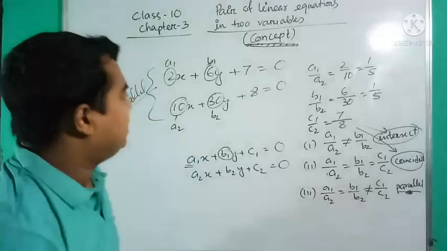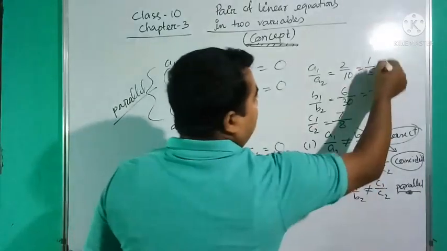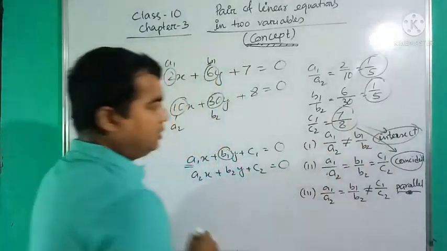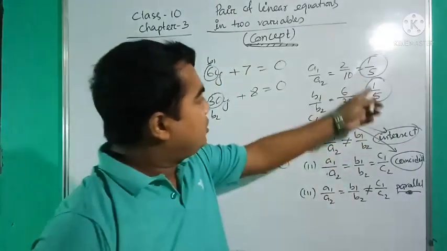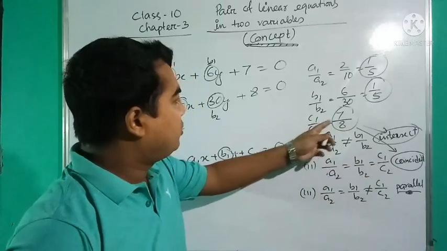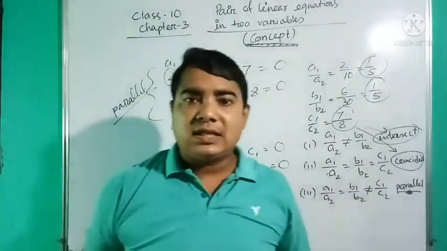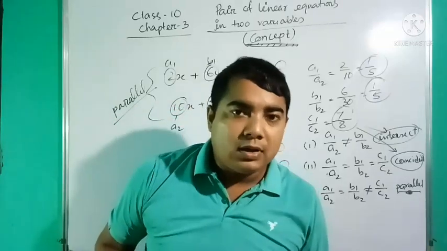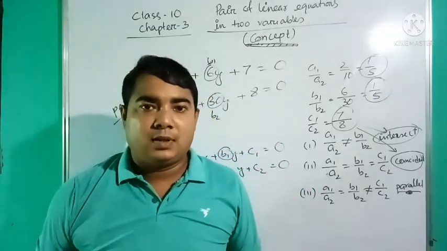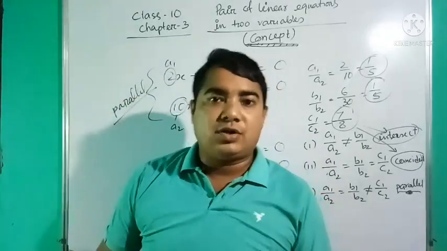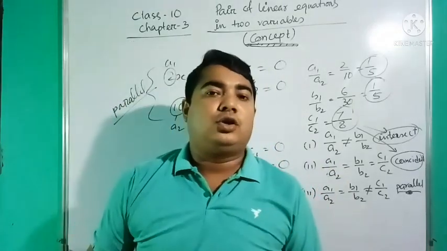Next, about consistent and inconsistent, same condition. Now we got 1 by 5, 1 by 5, and at last 7 by 8. That means the first two ratios are equal and the third is not equal. It means parallel, and parallel means no intersecting point. If no intersecting point, that means inconsistent. Clear point? Okay, these are the main concepts: consistent or inconsistent, intersect or not intersect.